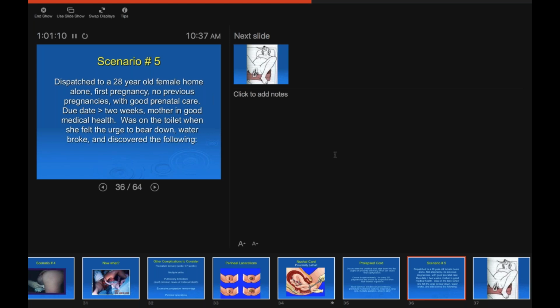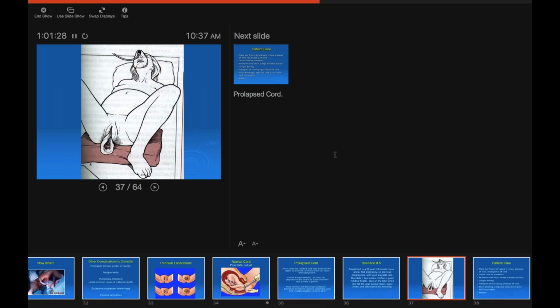Dispatch to a 28-year-old female, home alone, first pregnancy, no previous pregnancies, with good prenatal care. The due date is greater than 2 weeks away. Mother is in good medical health. She was on the toilet when she felt an urge to bear down. Her water broke, and she discovered the following. What do you do? Nuchal cord.